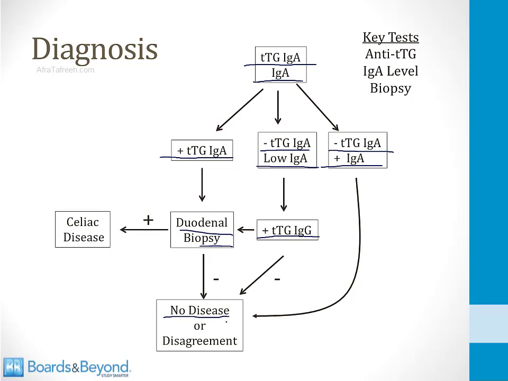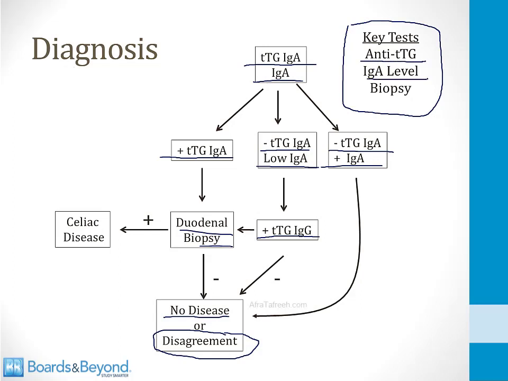Unfortunately, this algorithm isn't perfect. There's sometimes disagreement, and this is something that's difficult to deal with clinically. But the point here for step 1 is that at the top right of the screen, I've written the 3 key tests for diagnosis of celiac disease. You measure IgA and IgG anti-tissue transglutaminase antibody levels. You measure a total IgA level, and then of course you can do a small bowel biopsy.